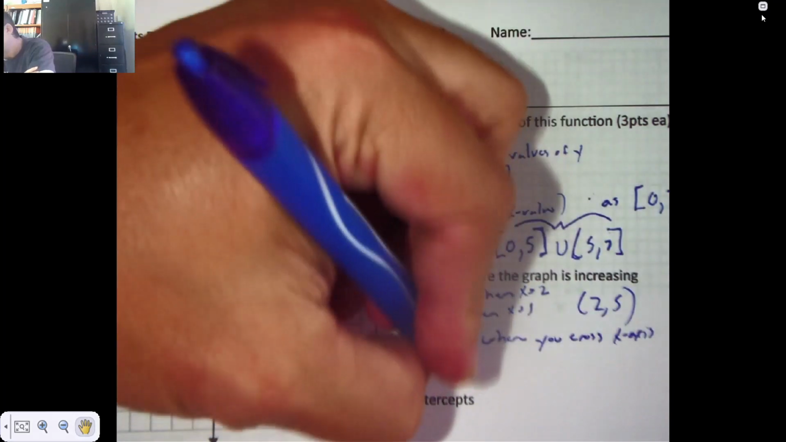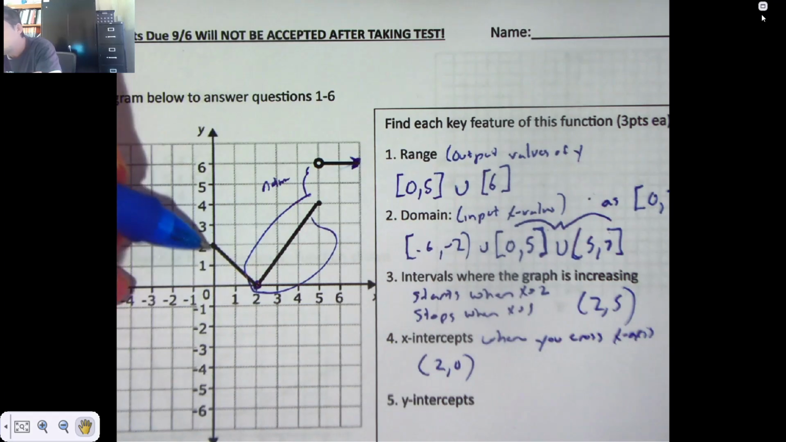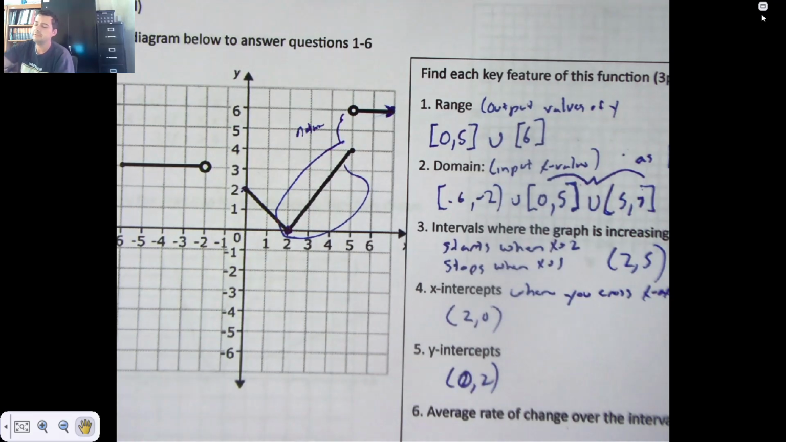But you cross the x-axis right there at the ordered pair 2, 0. And again, the number of people in second period who missed y-intercepts, it's right there. It's at 0, 2. Oh, please don't miss it.